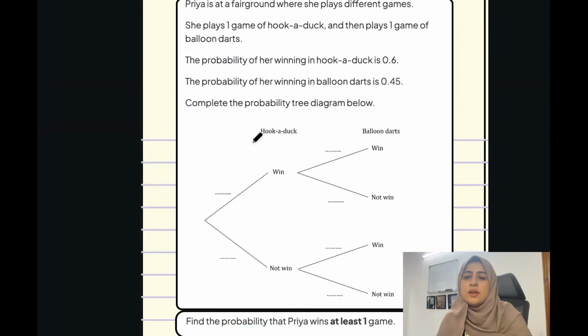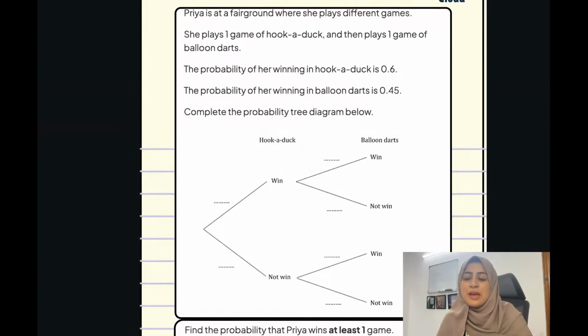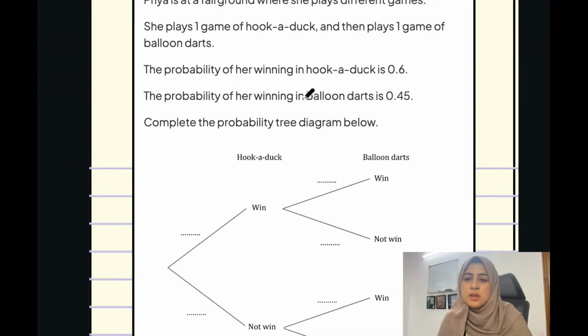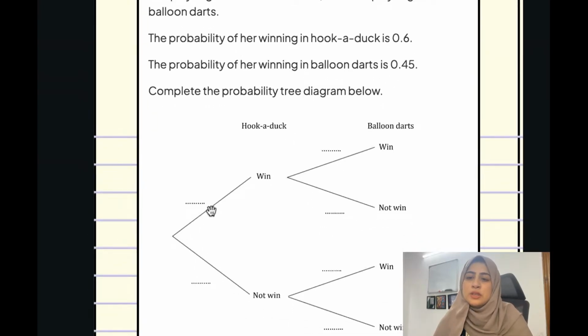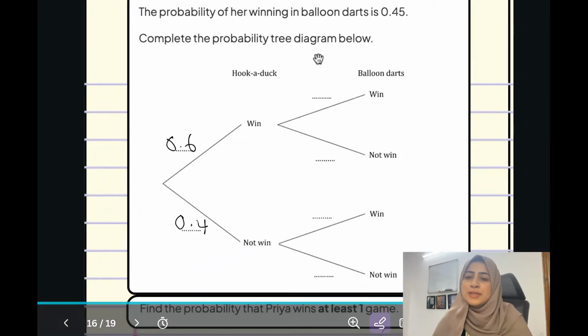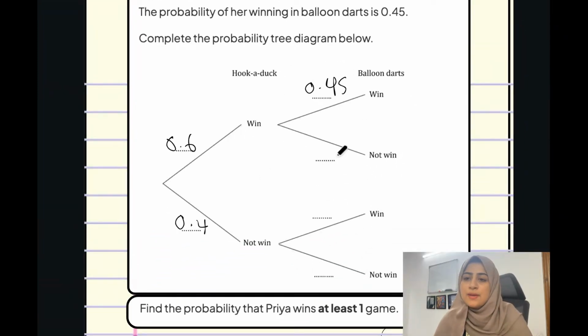And last little question. It says Priya is at a fairground where she plays different games. She plays one game of hook-a-duck and then one game of balloon darts. So probability of winning hook-a-duck is 0.6. So you write 0.6 there. So the probability of not winning must be 0.4. And then for balloon darts, the probability of her winning is 0.45. So the probability of not winning is 0.55 because each branch must add up to 1.